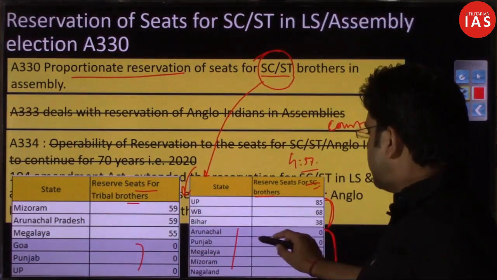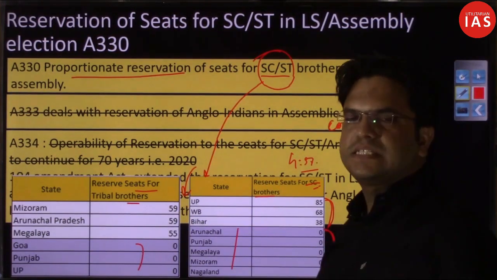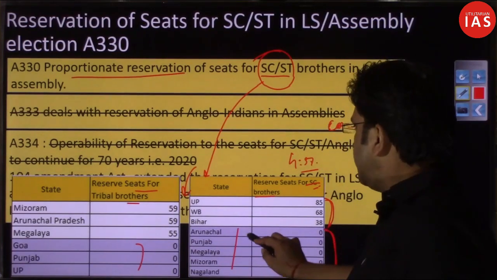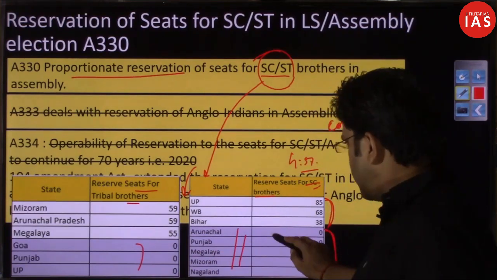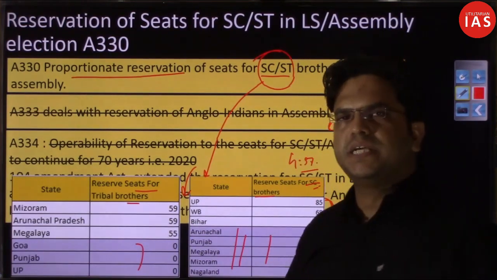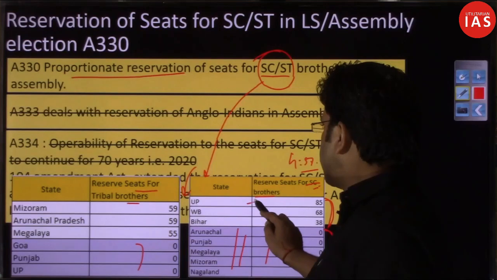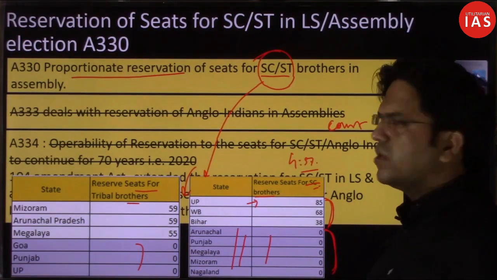What you can do is remember which states do not have any seat, any representation, any political reservation for the SC community and ST community. So that is the list here. And you can remember which 2 or 3 states have the most number of seats reserved for SC and ST.